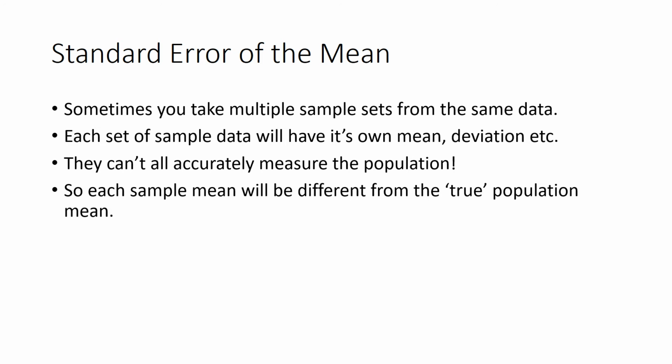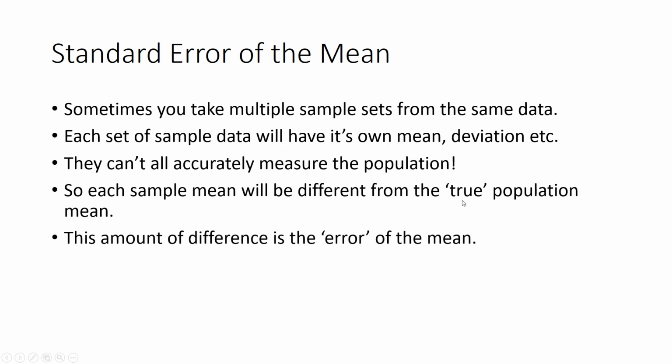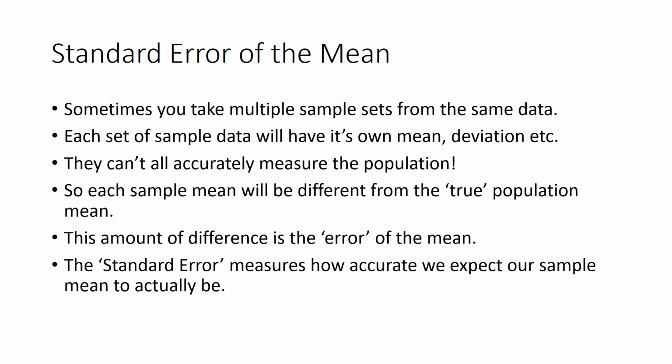So each sample mean will be different from what the true population mean was. If you had the resources to measure the height of every individual in the country, you could get the actual mean. And both of those two samples would be slightly different from it. That is the error in that mean, how wrong it is from the actual mean. And it's almost guaranteed to be there in any large sample. So the standard error of the mean measures how accurate we can expect our sample to be.